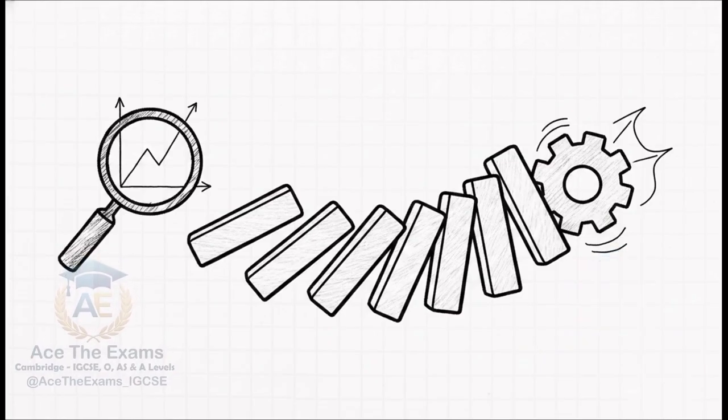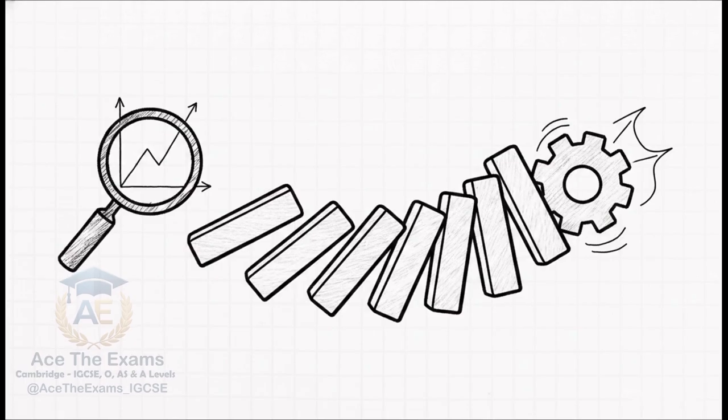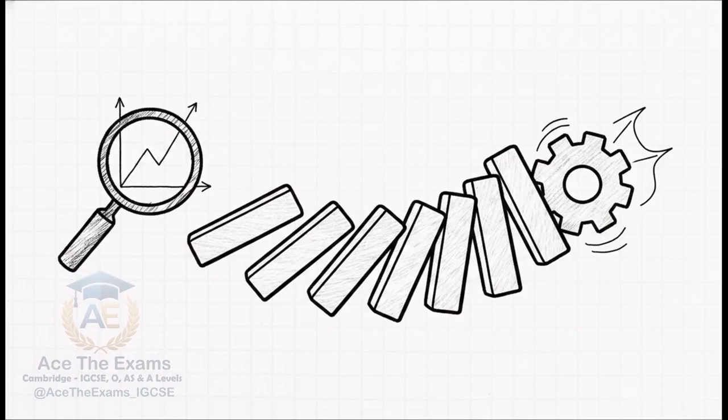Sam lost points because Sam rushed and didn't state the effect of the magnetic field on the wire. We fix that by insisting on cause and effect every single time.